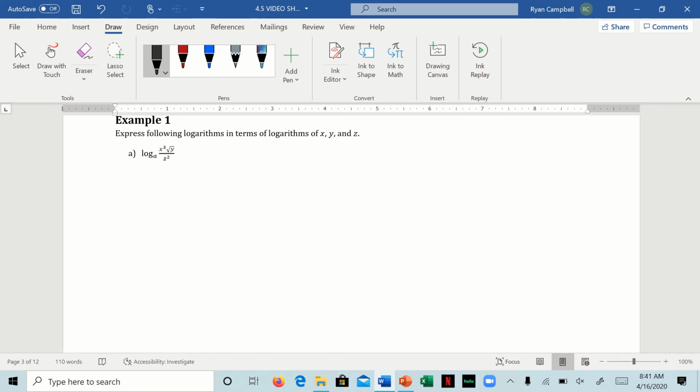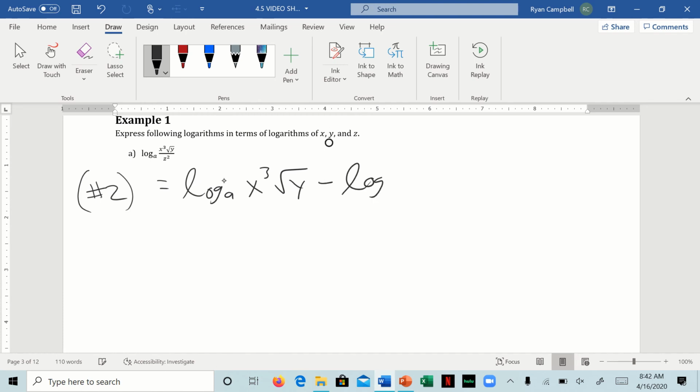So let's look at this. If you would like, you can have your laws of logarithms right in front of you. So if you notice, one thing that we have is division. So using number 2, we can see that this is going to be the same as log base a of x cubed square root of y minus log base a of z squared. All right, that's using law number 2. We're using our division.